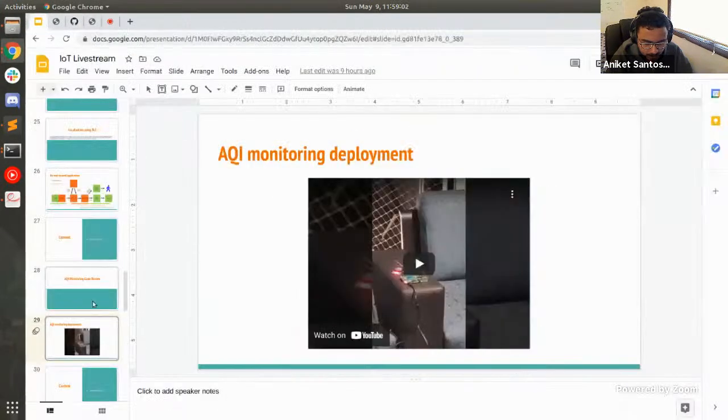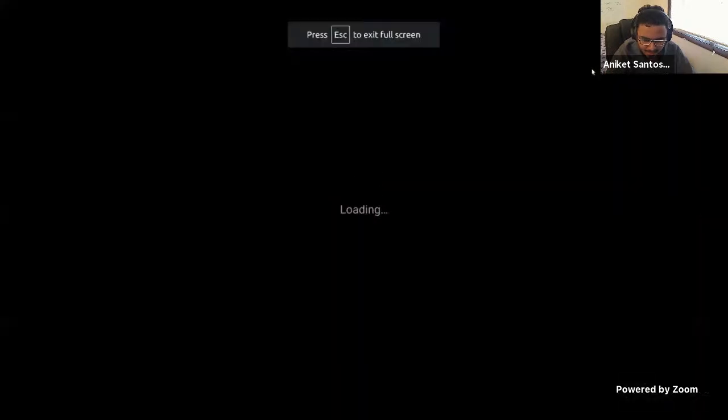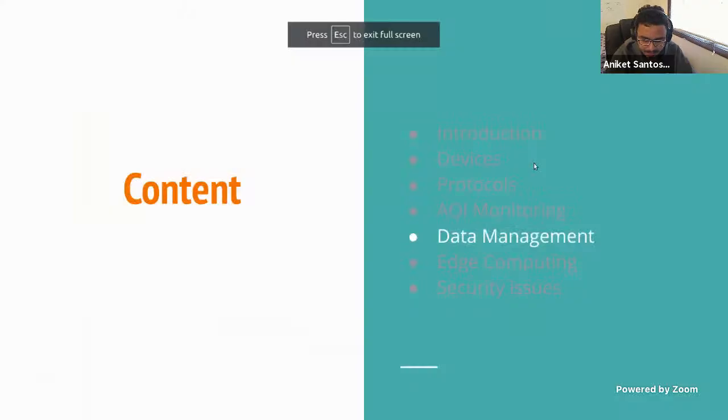So any more questions about it? I think you might cover that in the data management that you showed, the CSV file and... Yeah, and that sort of alludes us into the next point of discussion where we talk about data management.